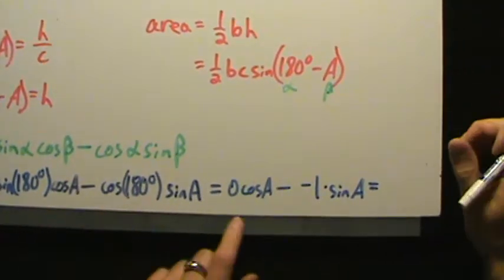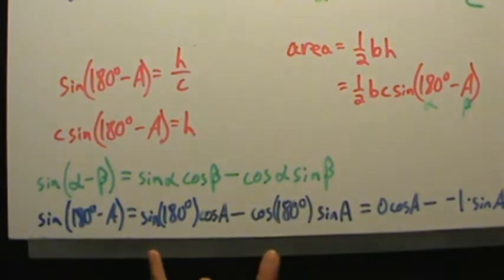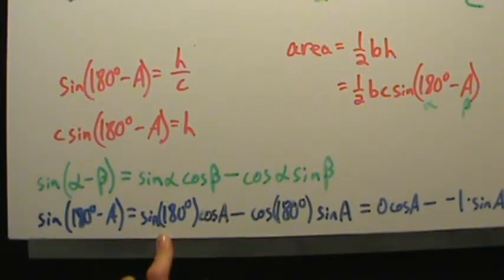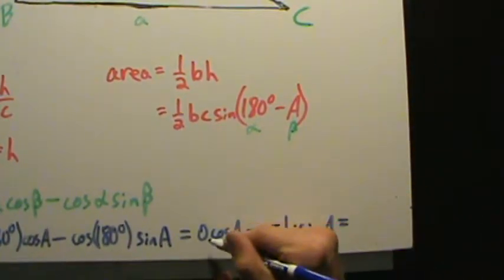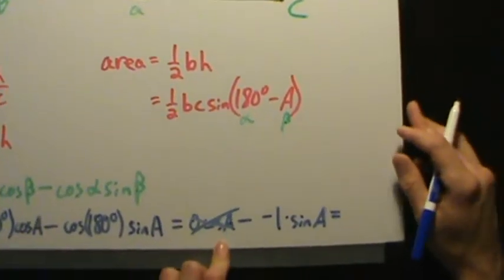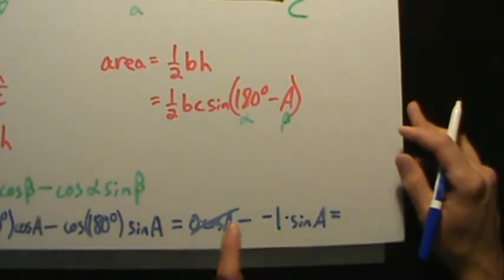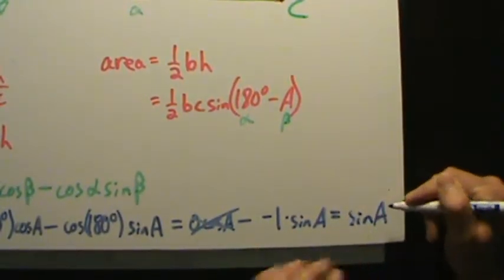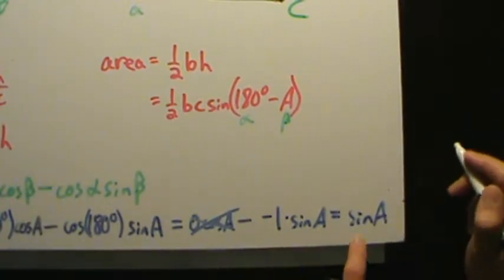Okay, so actually what happened here? By the way, these are just 180 degrees. That's a special angle on the unit circle. That's also pi radians. So 180 degrees is pi radians. If it's easier to think about in terms of radians, by all means, go ahead and do that. So sine of pi is 0. Cosine of pi is -1. So 0 times cosine of A goes away. Then we have minus -1 times sine of A. Minus -1 becomes +1, so we just have positive sine of A.